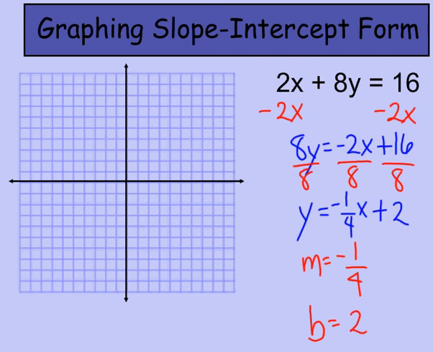So we start at positive 2 and make our point. Now we're going to go down 1 and to the right 4, 1, 2, 3, 4. We could do it again. Down 1, to the right 4, 1, 2, 3, 4. A little bit flatter of a line. We're going to draw our line through these points. And now we have graphed on the slope-intercept form.